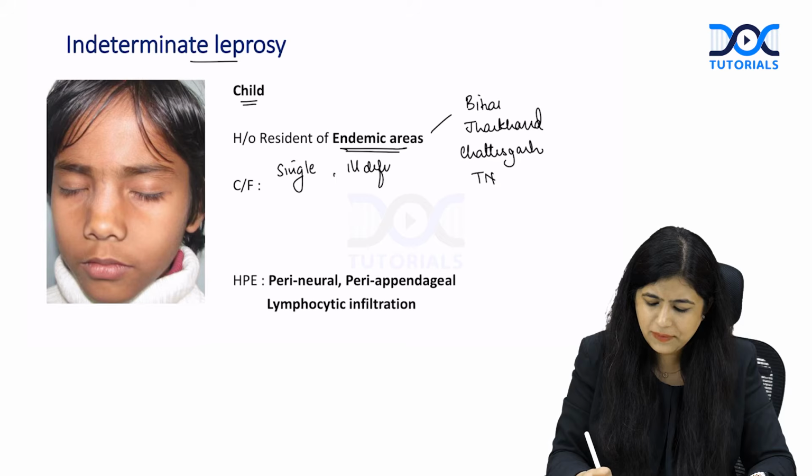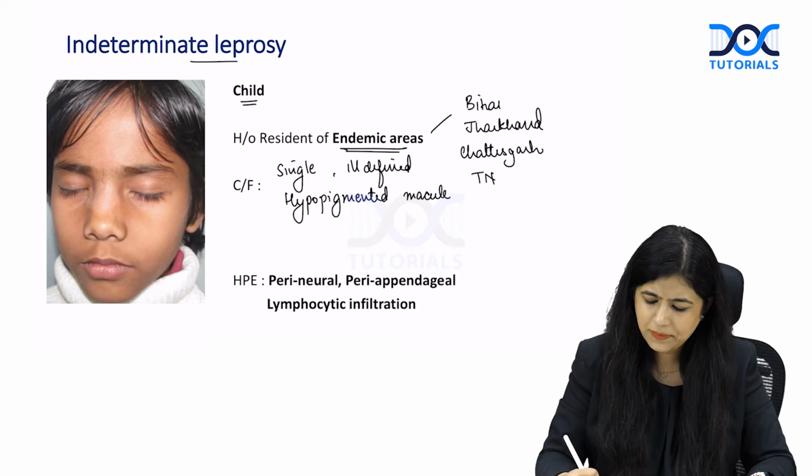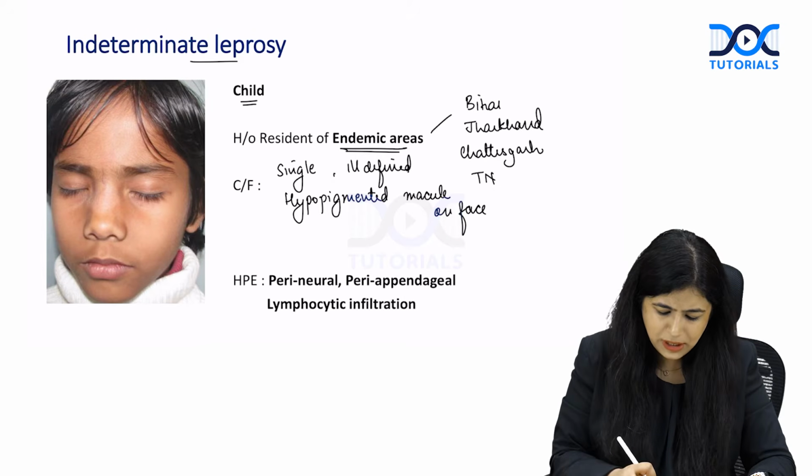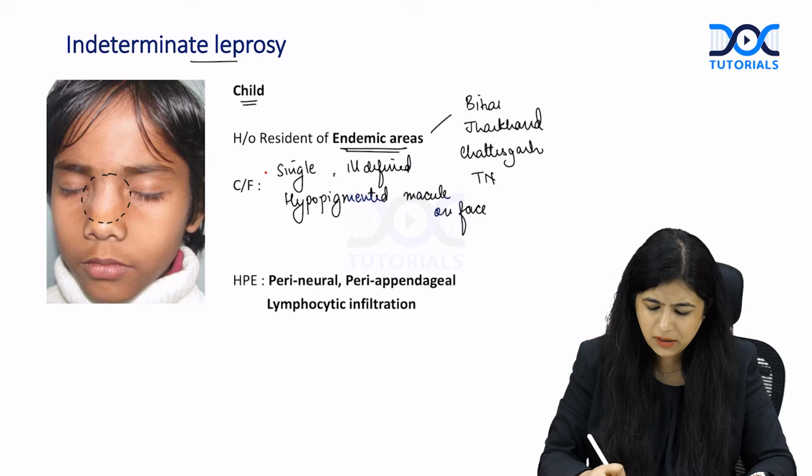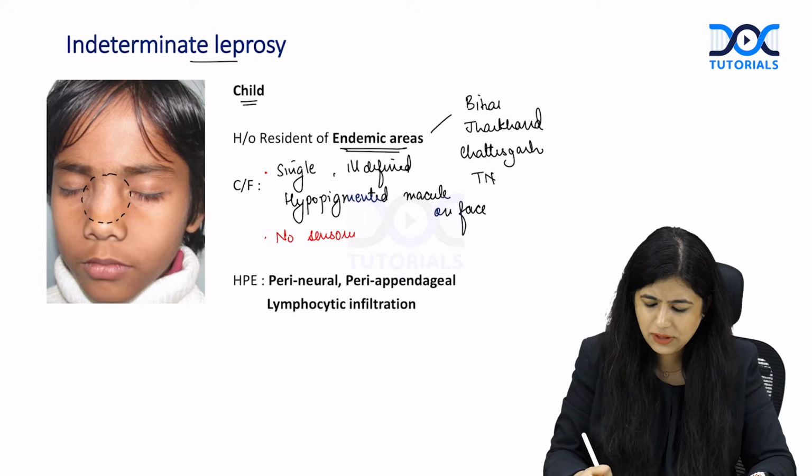This child is going to have a single ill-defined hypopigmented macule on the face. Look at this image here, a single ill-defined hypopigmented macule on the face. This, despite being a lesion of leprosy, will not have any sensory loss. It will not have any scaling.